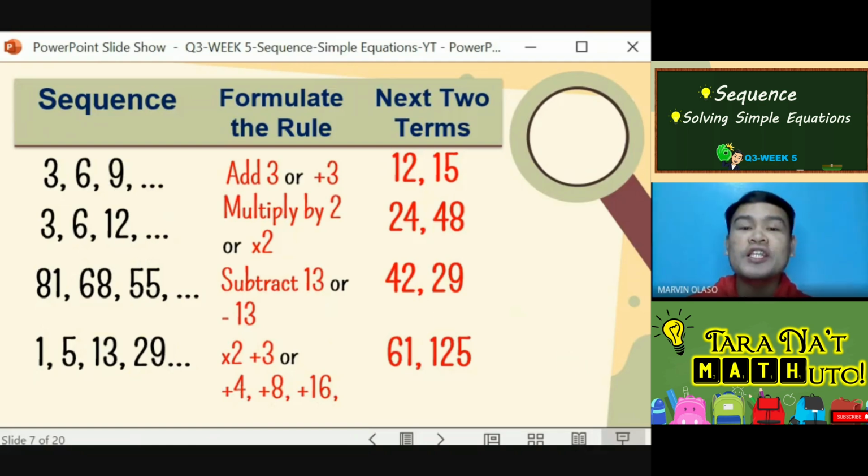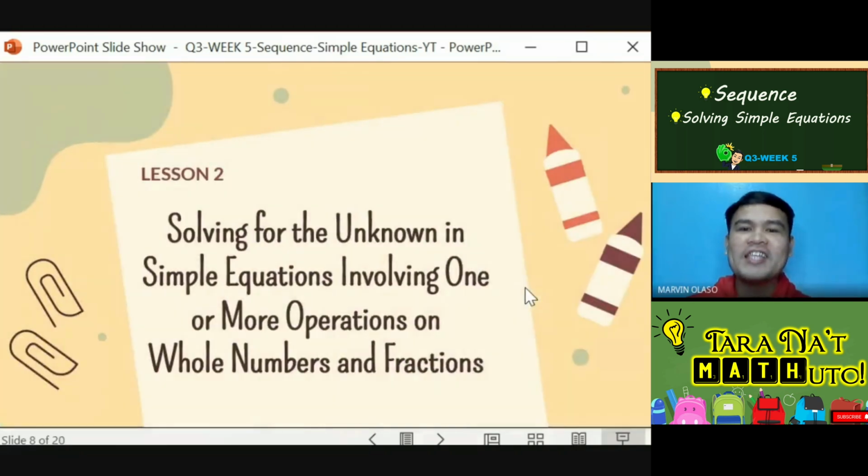Okay? So let's proceed now. Tapos na tayo sa ating first topic. We will proceed to our next topic. It's all about solving for the unknown in simple equations involving one or more operations on whole numbers and fractions. Ayan. Pag-uusapan natin ang simple equations.